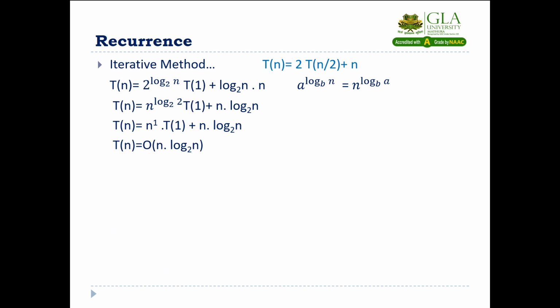So this is the simple way of the iterative method. With the help of that 3 to 4 times we can get the sequence. On the basis of sequence we can find out the solution. So you can take different examples and you can try the iterative method to find out the solution of the recurrence.